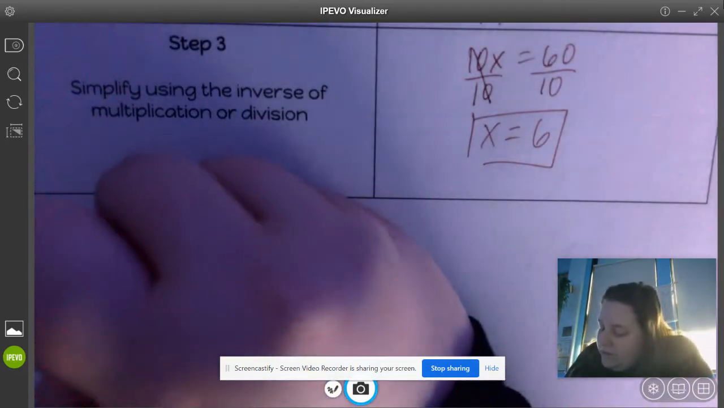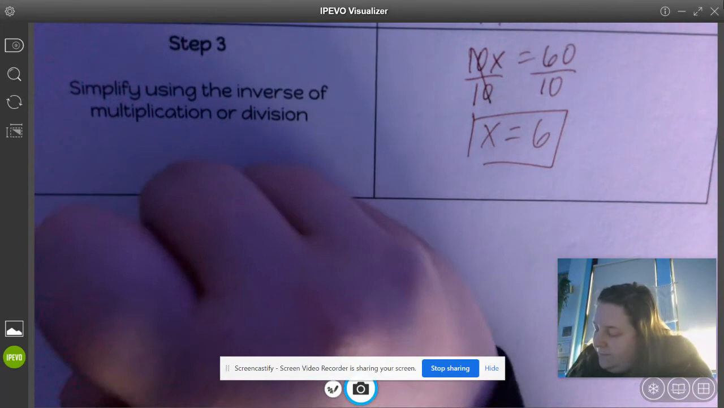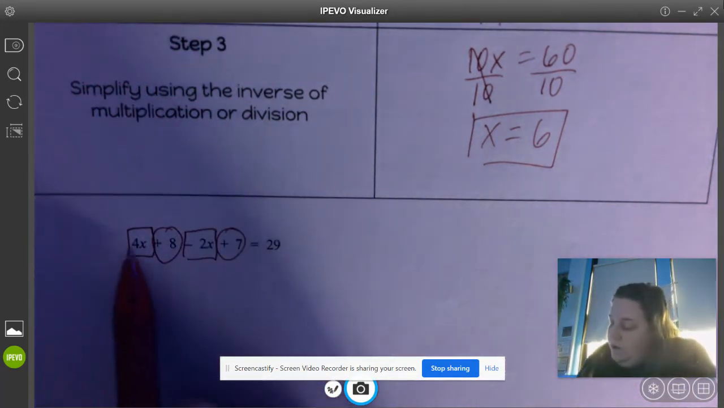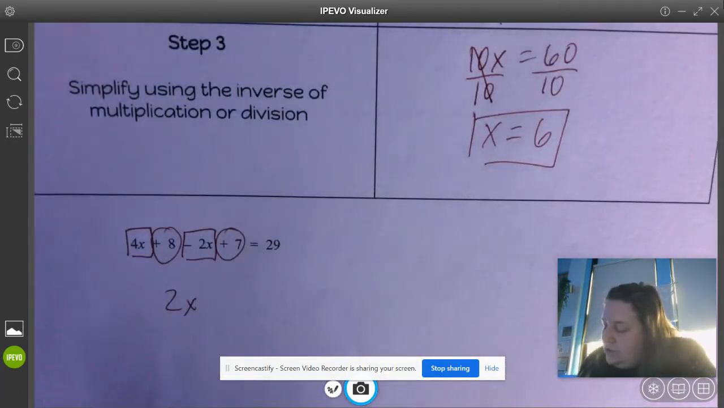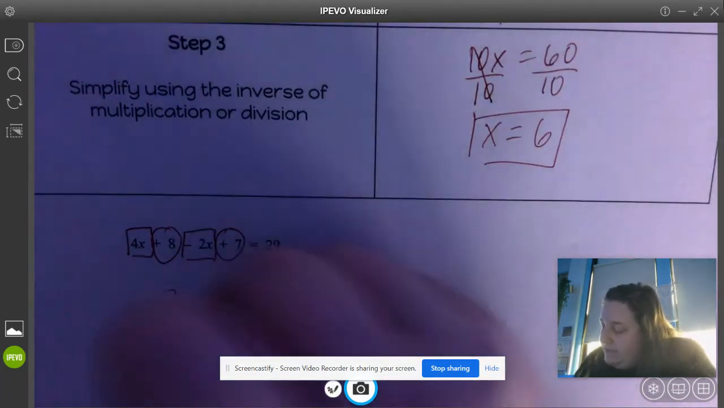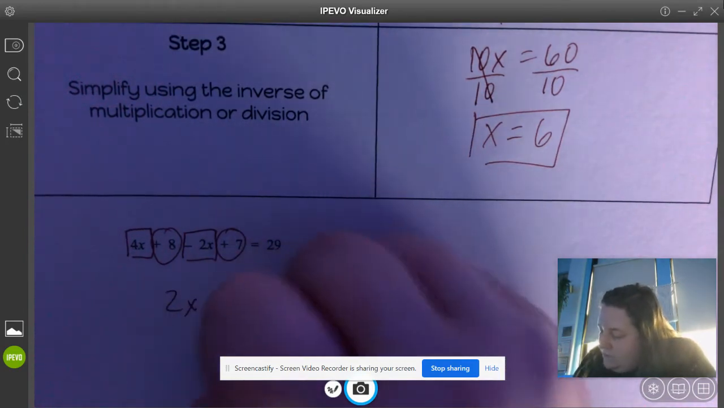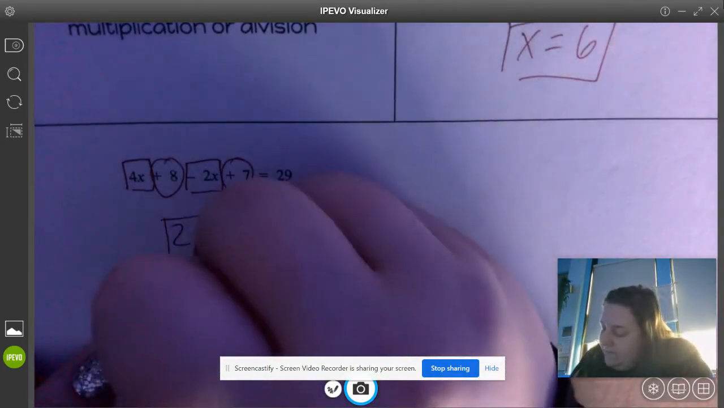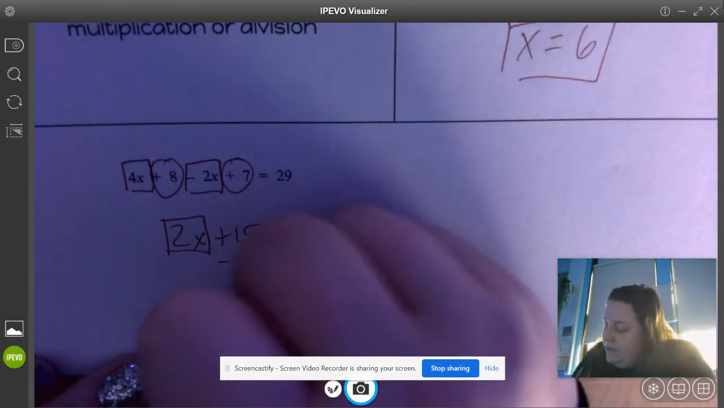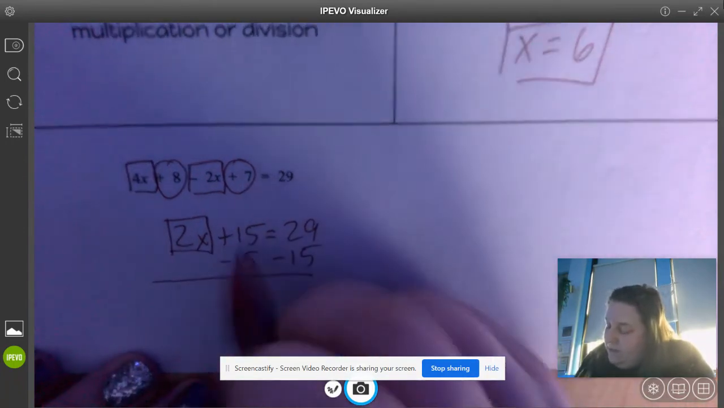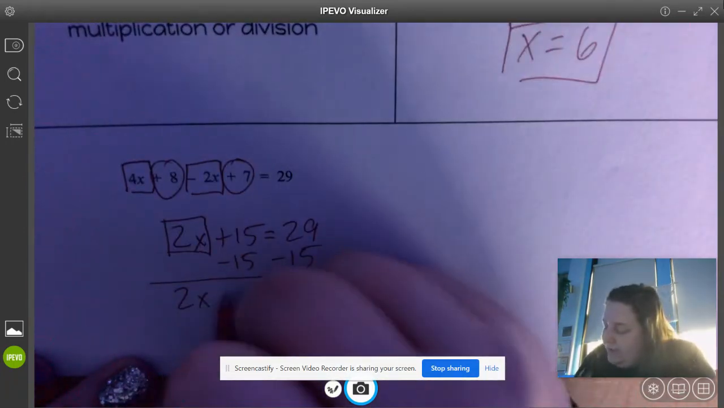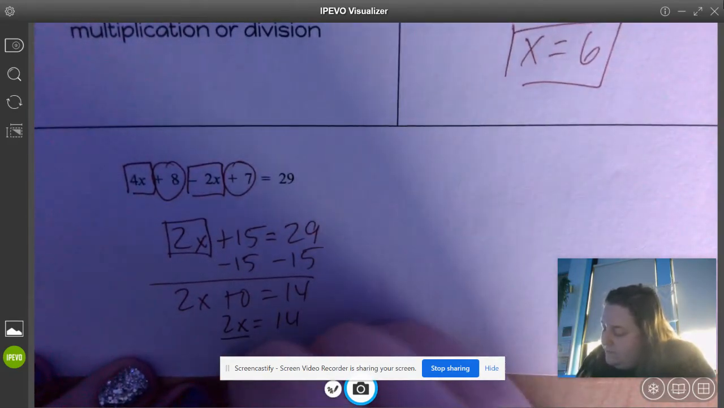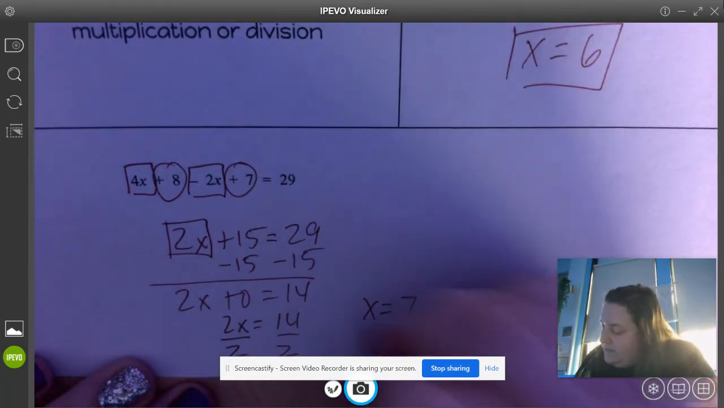Okay. All right, so I start by circling or highlighting, and whatever you want to do, my like terms. 4x minus 2x is 2x. 8 plus 7 is 15. And that 29 stays the same. There's nothing else with it. Now I have a 2-step, so I box that variable term. I'm going to subtract 15 because it was a plus 15. So that's 2x plus 0 equals 14, or 2x equals 14. Divide by 2, and I get x equals 7.